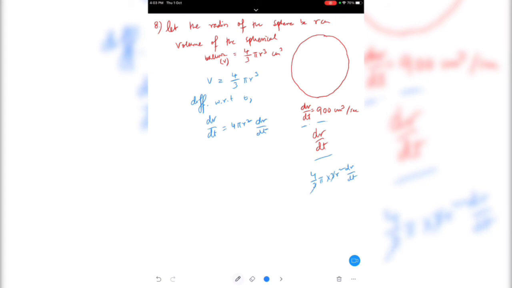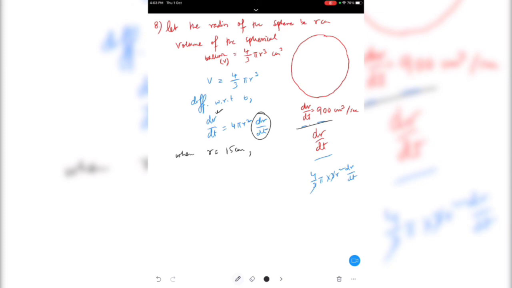So now from the question, we need to find the value of this one. I know dV dt, that's already given, that is 900 centimeter cube per second, and I know the radius also. Very good. So let's write down, when r is equal to 15 centimeter. Now put the value in here and tell me.